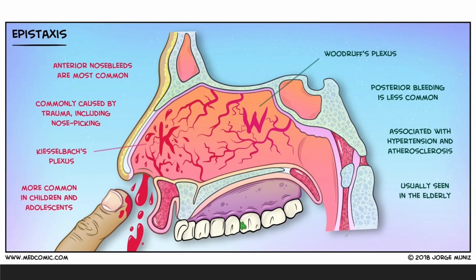Here's a quick med comic on nosebleeds. It helps us remember that Kiesselbach's plexus is the anterior bleed, where Woodruff's is posterior, and then the associated things you see here.